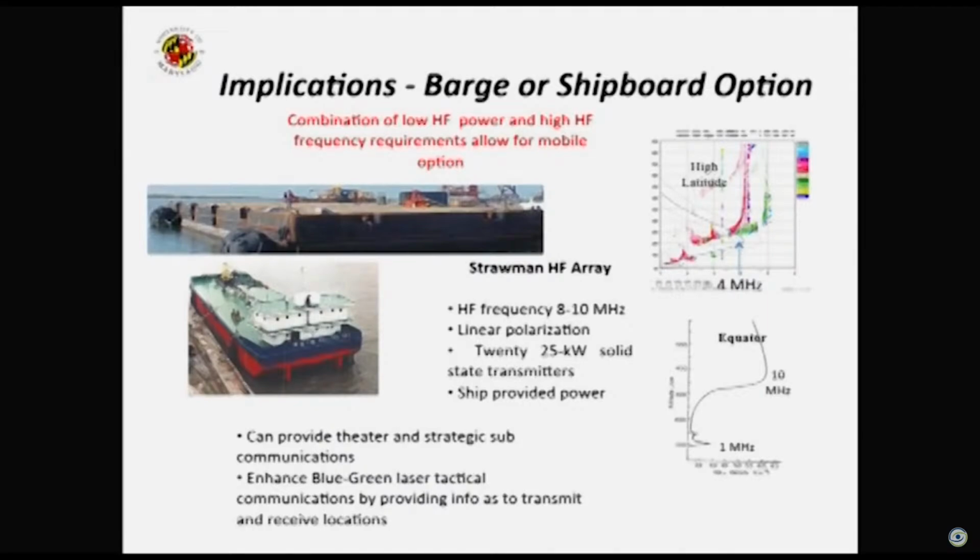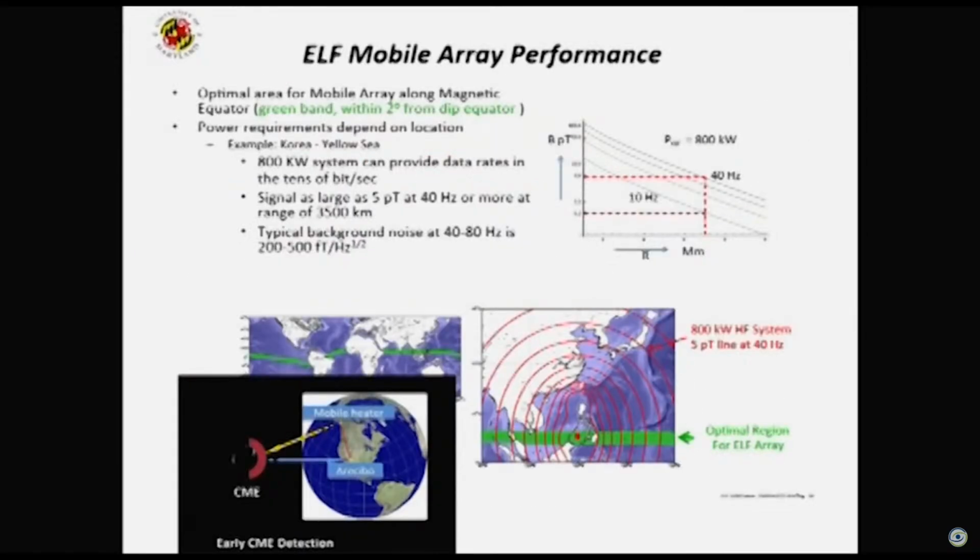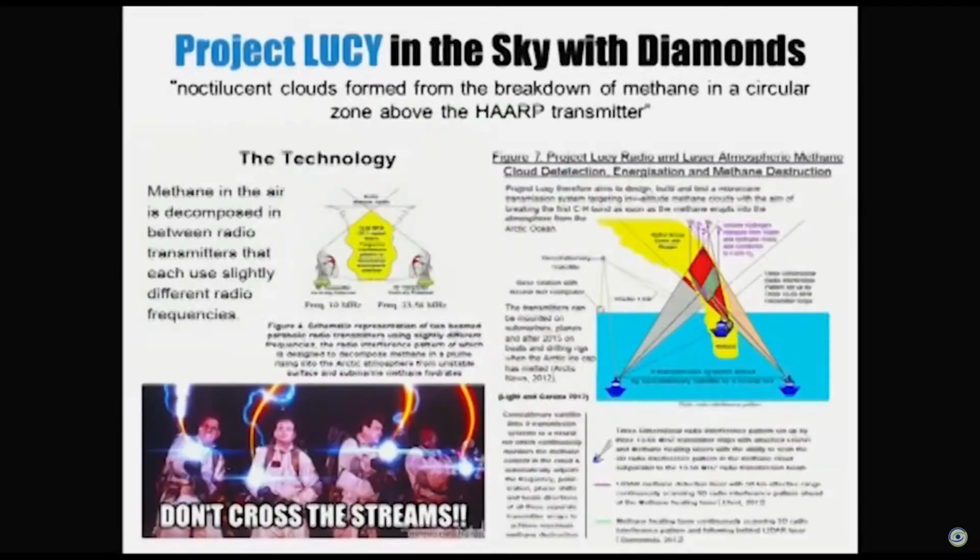And they call it the straw man high frequency array. Straw man, that's cute. So these barges, they say that we could put one right about here. These little green strip across the equator, and the other one, optimal region for an ELF array, happens to be right on the spot where that 8.0 hit New Zealand the other day, because ELF waves can create earthquakes. We're going to leave that for another day.